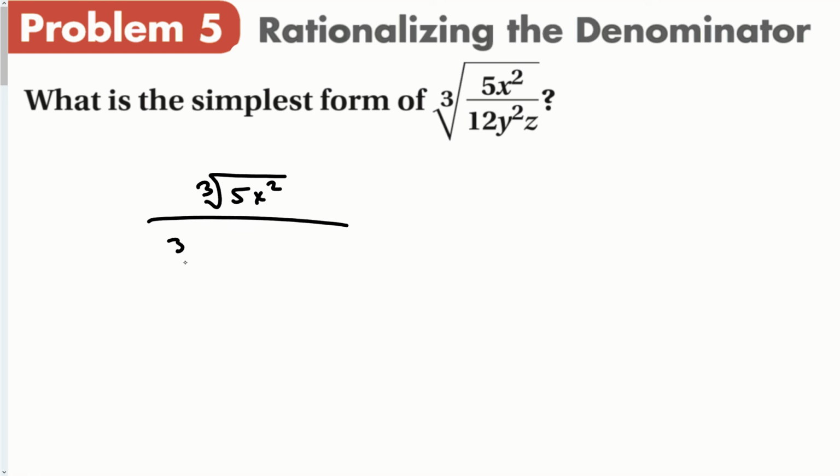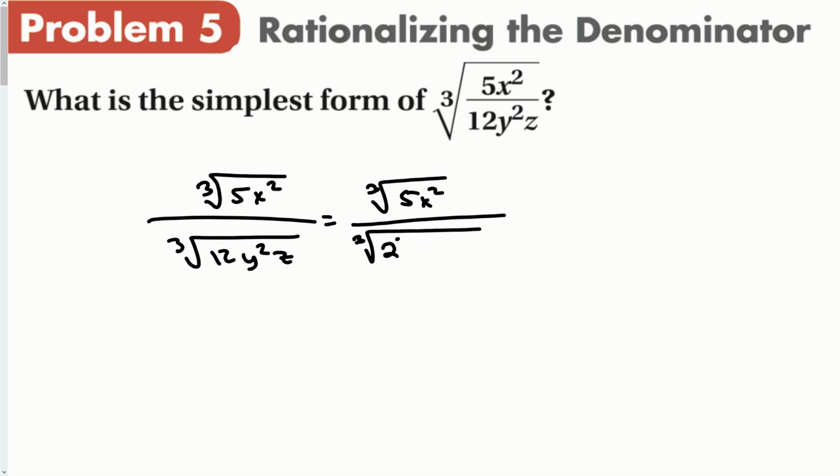And the third root of 12y squared z. But I want to break this into its prime factors. So 12 is 4 times 3, which is 2 times 2 times 3. So we have 2 squared times 3 times y squared times z. This form now makes it a little bit easier for me to complete the perfect cube.